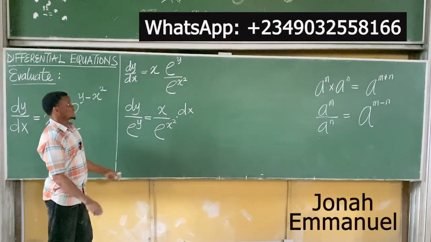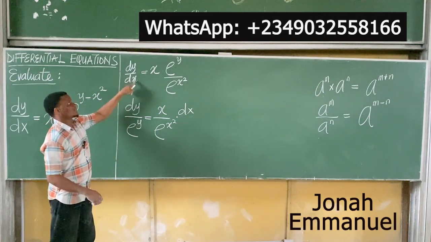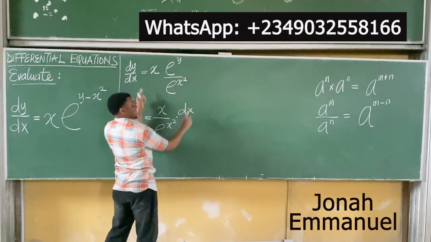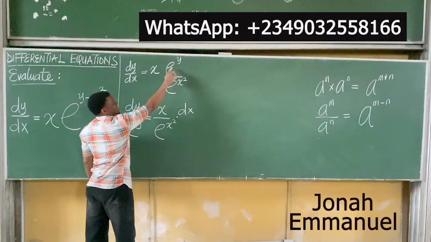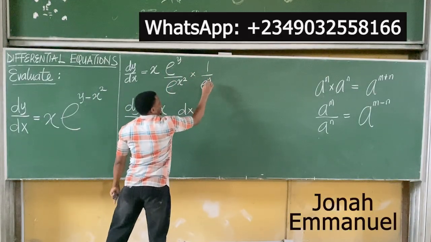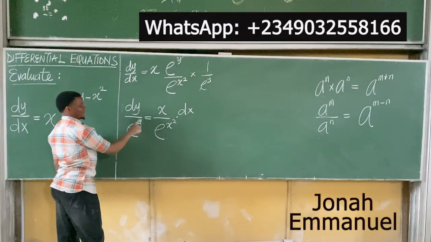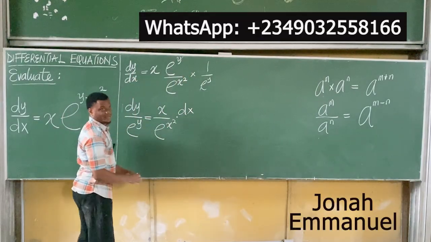If you want to, you can use any method that you like. Multiply through by dx. The dx cancels this, and it becomes this times dx. That's what you have here. To cancel this, multiply by 1 all over exponential y. This cancels this. You have this. So it's the same thing.